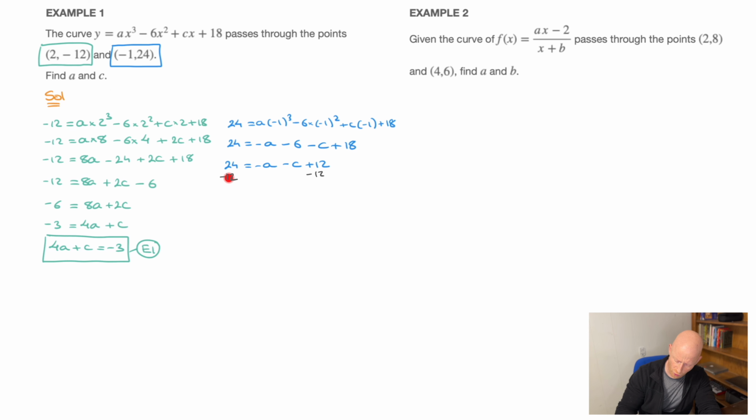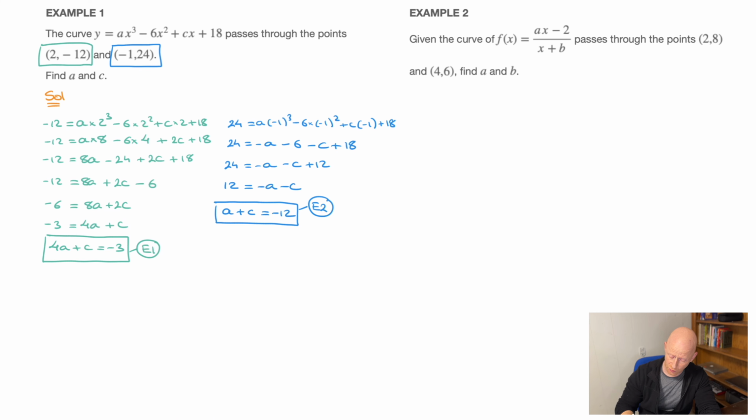So I'll have 24 minus 12 on the left-hand side, which leaves us with 12, and that's equal to negative a minus c plus 12 minus the 12 we're subtracting, so that's just 0. And now rearranging all of this so that the a and the c appear on the left-hand side of the equation, this quickly turns into a plus c equals negative 12. And that's our second equation involving the unknown coefficients a and c.